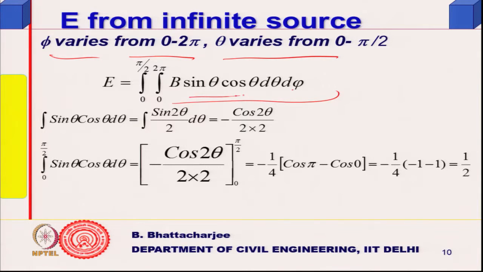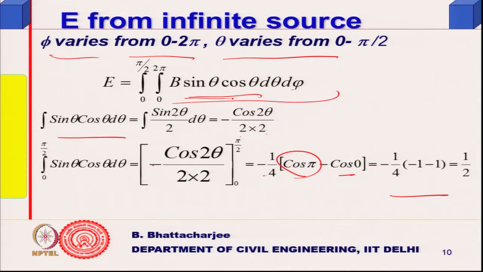and you remember this sin theta cos theta d theta; I wanted to do the integration which we did earlier also. This is simply sin 2 theta by 2, which if I integrate, I get minus cos 2 theta by 4, and then put the limits 0 to pi by 2. So, for pi by 2 it corresponds to cos pi, and there is a minus sign outside, minus cos 0, so it is half. You remember this was half, we did it earlier also. So, this integration is half.